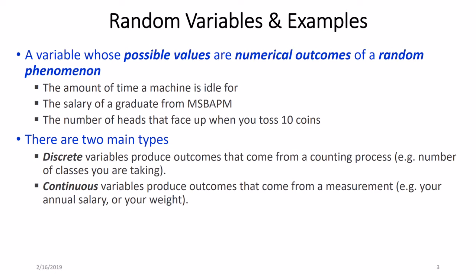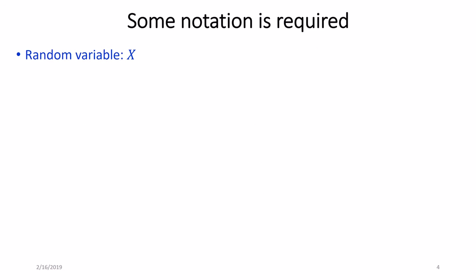There are two main types of random variables: discrete variables and continuous variables. A discrete variable is one whose outcomes come from a counting process, such as the number of classes that you are taking. A continuous variable is a variable whose outcomes come from a measurement, such as annual salary or height and weight, etc.